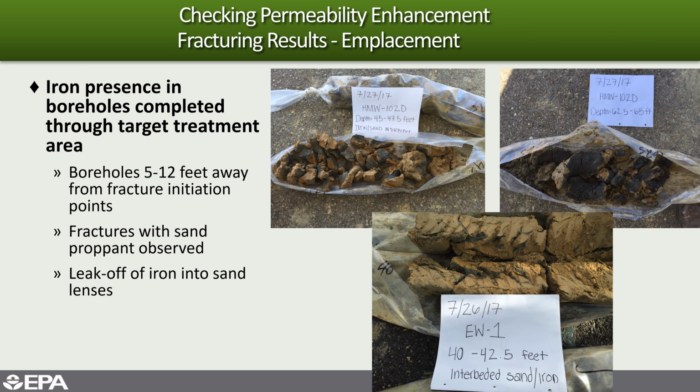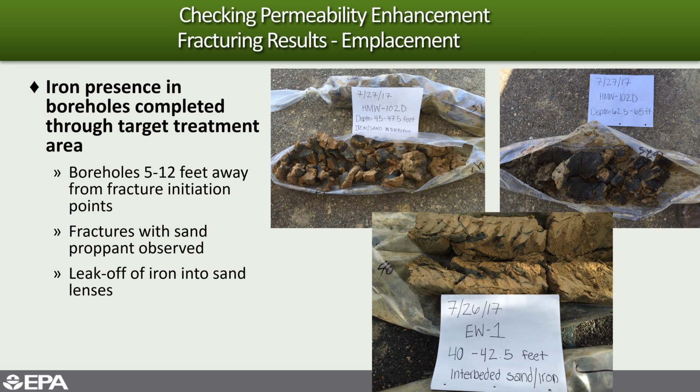And of course, we can check those results. In this case, checking the permeability enhancement and fracturing results was done by placing boreholes using a sonic drilling rig anywhere from 5 to 12 feet away from the initiation points of the fractures. And indeed, they were able to identify fractures with the sand and proppant observed, and even leak off of the darker iron into the sand lenses, nearby sand lenses.